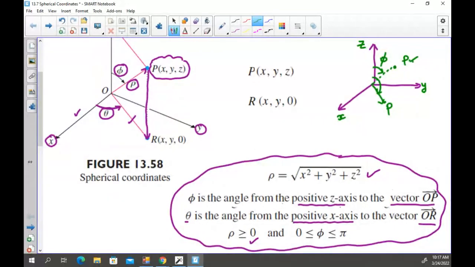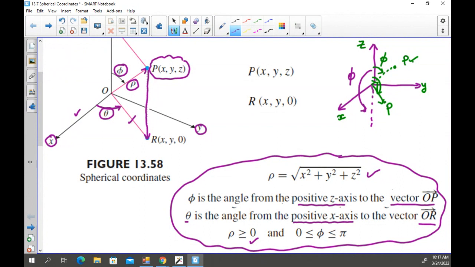90 degrees, exactly 90 degrees, like pi over 2, yeah? You can see from the z-axis to the xy plane, that angle will be 90 degrees. Imagine you take a point below the xy plane, down here. Then the angle phi will be a bit more than that.